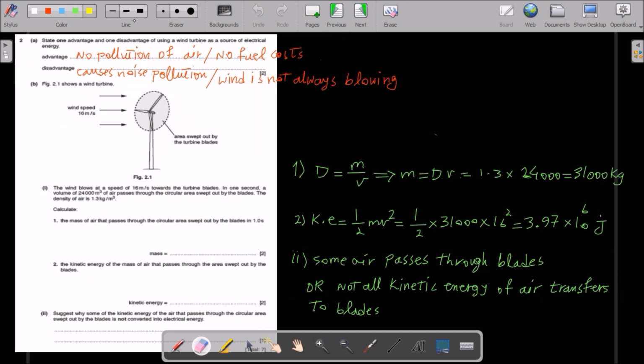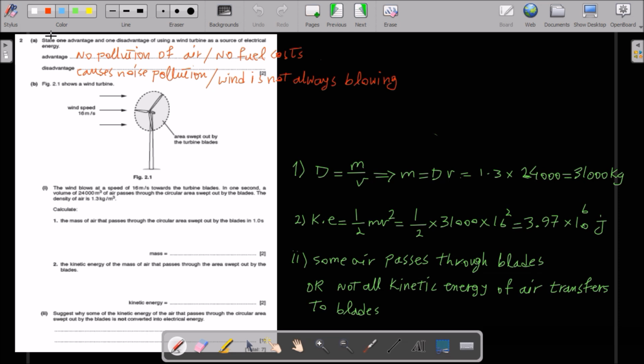Question 2. State one advantage and one disadvantage of using a wind turbine as a source of electrical energy. So the advantage is no pollution of air, and the second one will be no fuel costs. And disadvantage, it causes a lot of noise pollution, and you know that wind is not always blowing. So you can write one of them to get 1 mark.